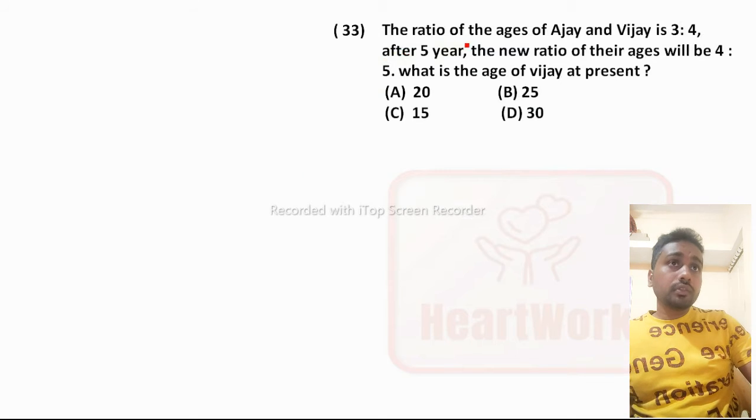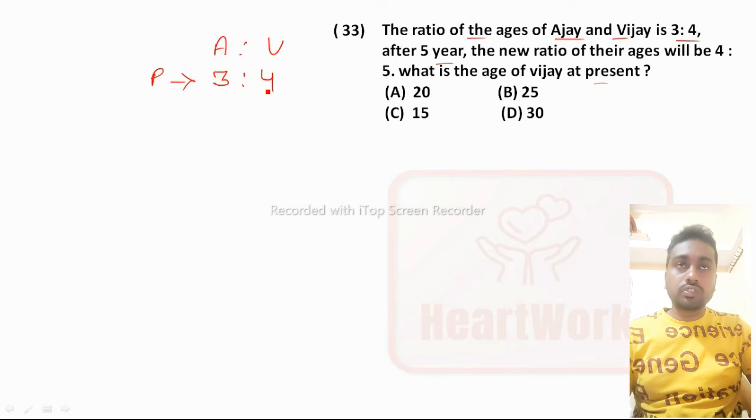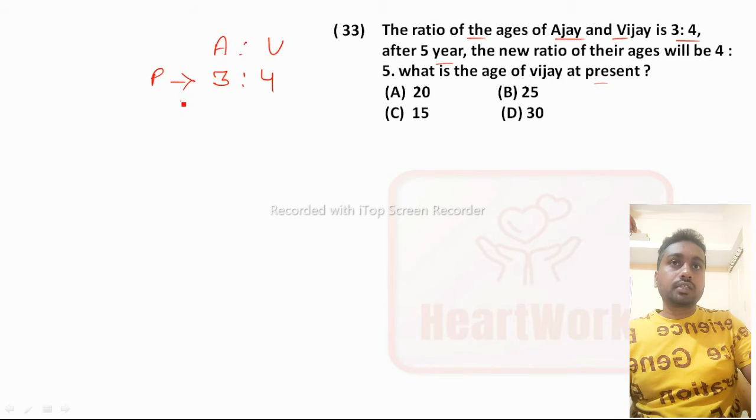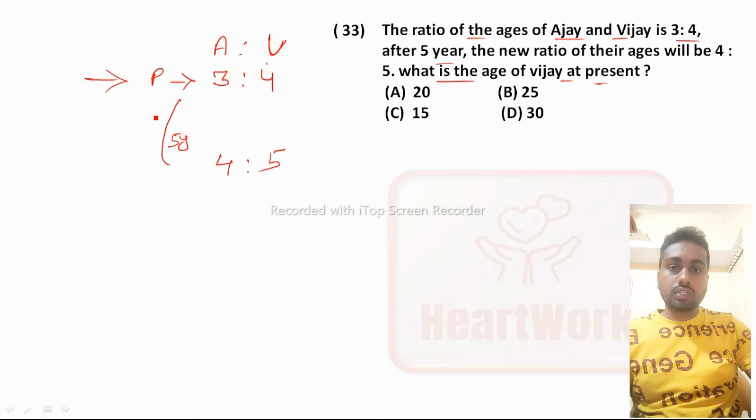Next, the ratio of the ages of Ajay and Vijay is 3:4. After 5 years, the new ratio of their ages will be 4:5. What is the age of Vijay at present? The present ratio is given as 3:4, and he is asking about after 5 years, when the ratio will be 4:5. So it is asking what is the age of Vijay now, in the present.